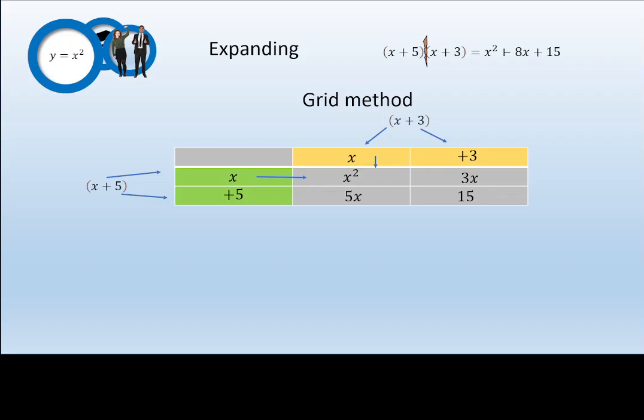Now all I need to do is gather things together. There's the only x squared I've got. Here are all the x's, and there is the only number. Which gives me x squared, 5x plus 3x is 8x, and then I've got the 15. So there you go, I've expanded those two brackets to give me that quadratic.